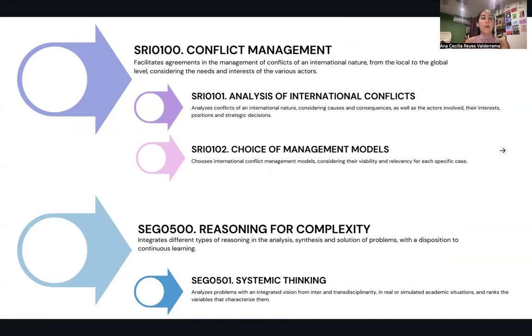Well, first, we need to understand that we have two main competences that are conflict management and reasoning for complexity. But inside of them, we have subcompetences. In conflict management, we have two: analysis of international conflicts and choice of management models. And in reasoning for complexity, we have one that is systemic thinking. I will analyze all my homeworks and see the grade I have in each one.